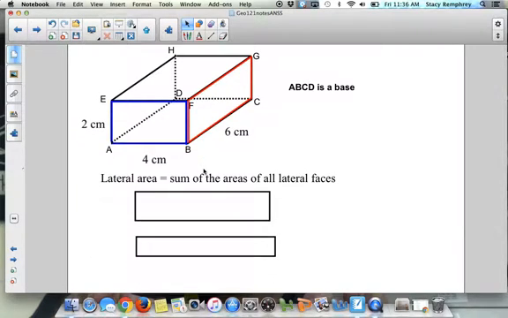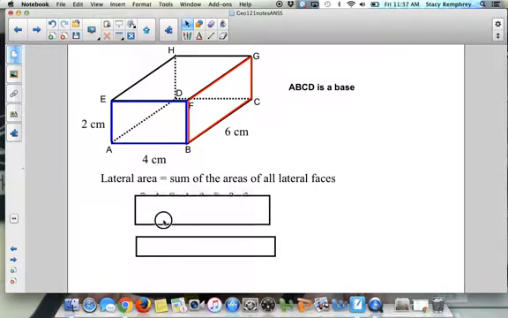Over here, I identified ABCD as the base for you. The lateral area is the sum of the areas of all the lateral faces. I outlined some lateral faces for you here in blue and in red, and hopefully you'll see some more. So I'd like you to push pause and try to determine what the lateral area would be.